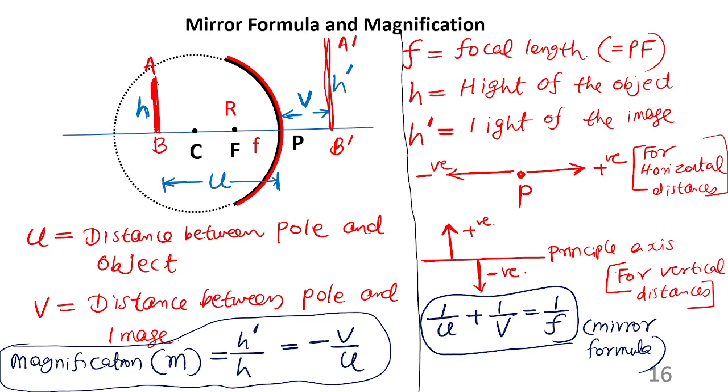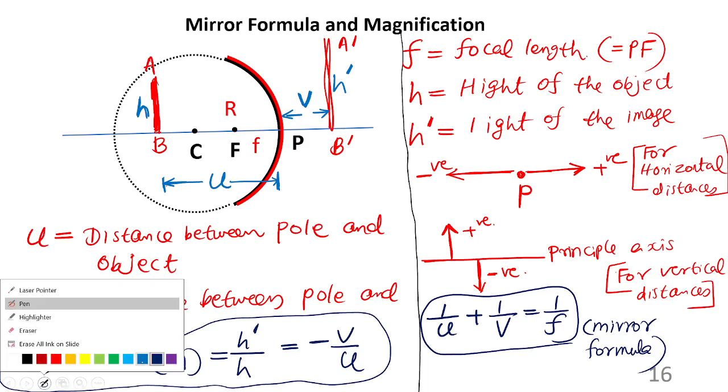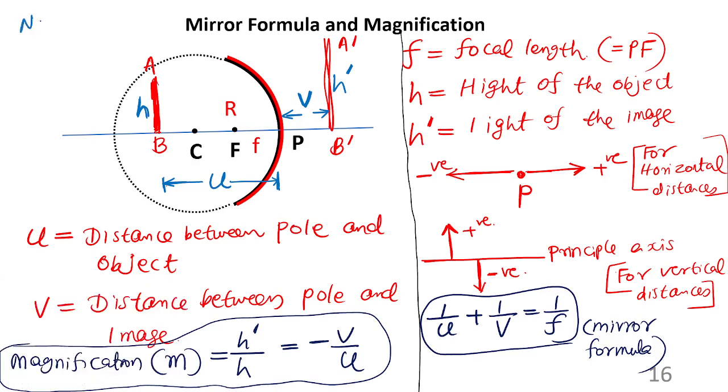I will discuss one question, and remember, please write one note here. u is always negative. You can understand the reason. The mirror will be placed somewhere, and we keep the object in the left side. All the problems will be like that. The object will be placed in the left side, so the horizontal distance u will always be negative, whether it is concave or convex.